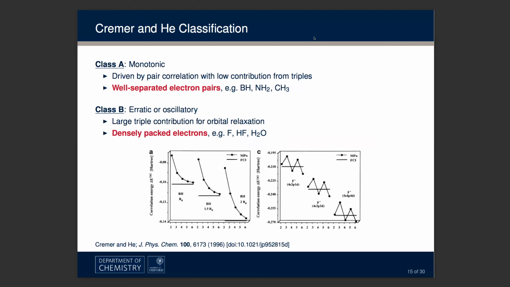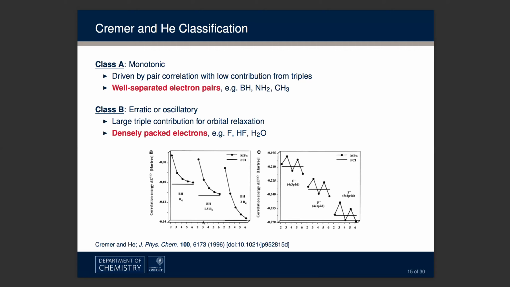And the first is what they called class A type of system. And in here you find this monotonic convergence, and this is on the left. And what they argued is that this monotonic convergence in a class A system is driven by pair correlation with low contributions from triple excitations. And this generally seemed to represent well-separated electron pairs in molecules like boron hydride or methane, basically quite closed shell structures and nothing particularly dense in electron density.